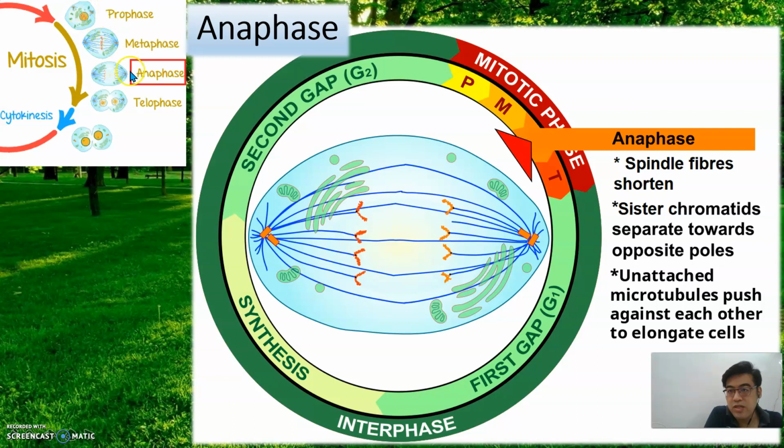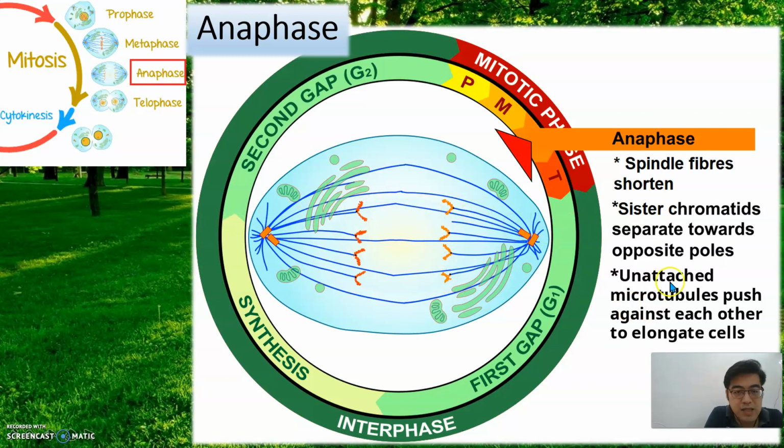Now we go on to the third stage, which is the anaphase. So in anaphase, the spindle fibers will shorten. Those spindle fibers that are attached to the centromeres will shorten. The shortening of the fibers will cause the sister chromatids, which are exactly the same, to separate towards the opposite poles, as you can see in this diagram.